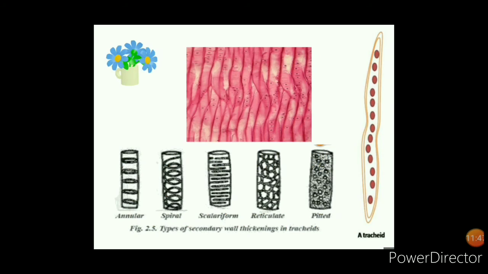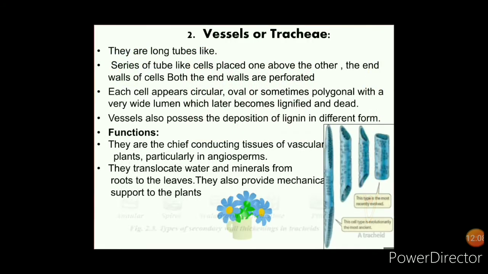It is elongated, and these are thickenings. First one is annular thickening, which is ring-like. Spiral, that is helical. Ladder-like, which is called scalariform, and mesh-like structure or reticulate structure, and bordered or simple pit, that is a pitted structure of tracheids.